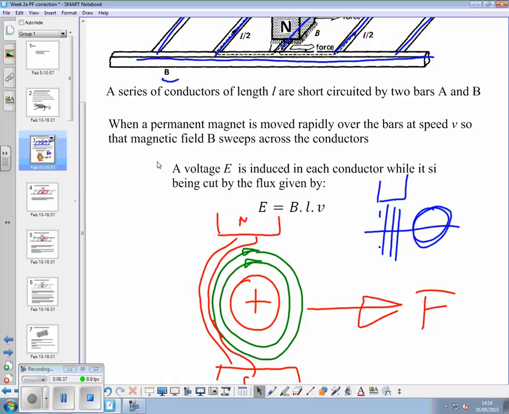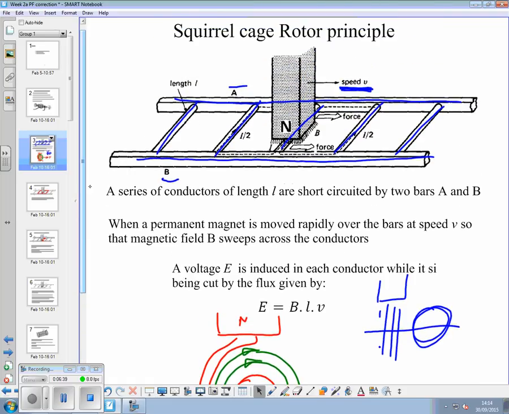So by moving that magnet across there at speed, we end up having a force on these conductors in that direction. Force. Yeah? Just by moving a magnetic field.